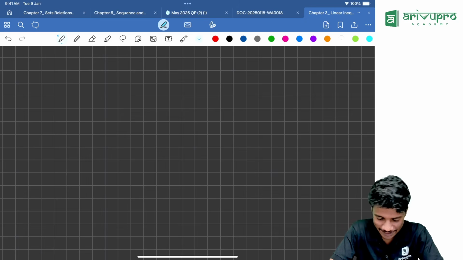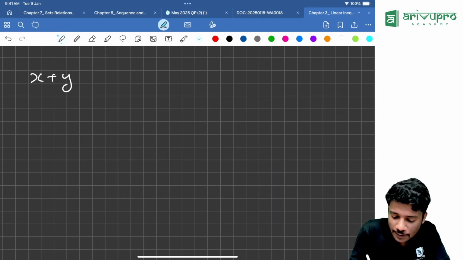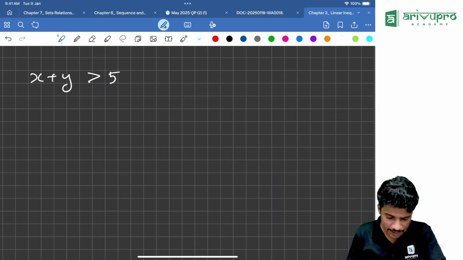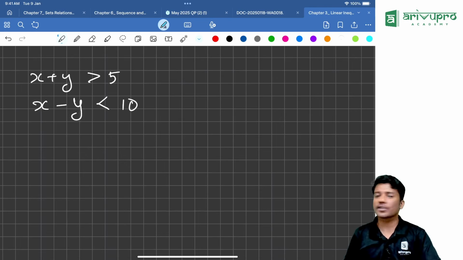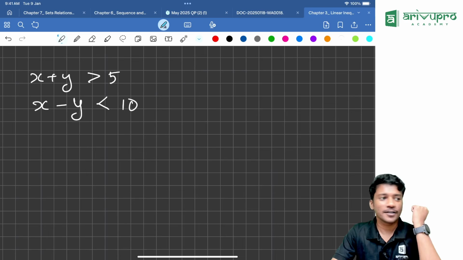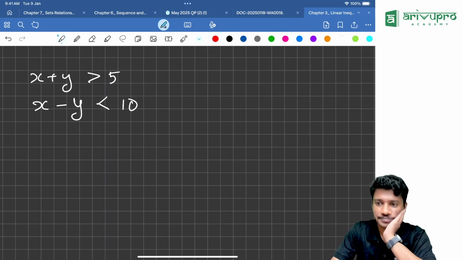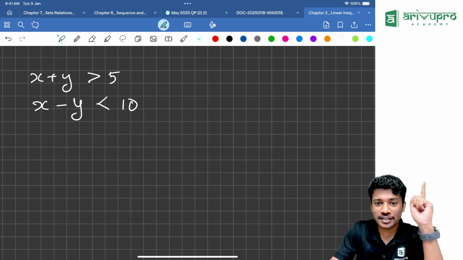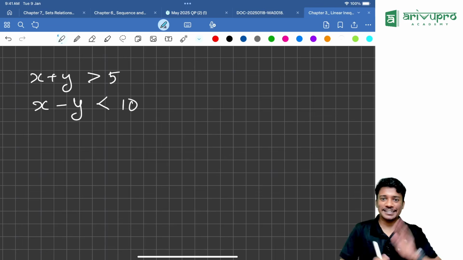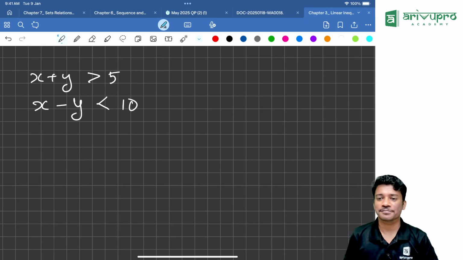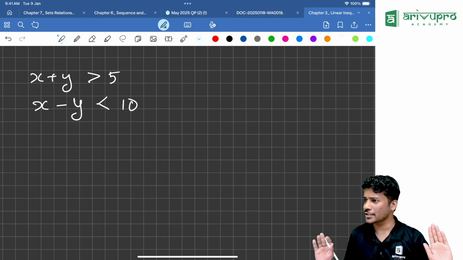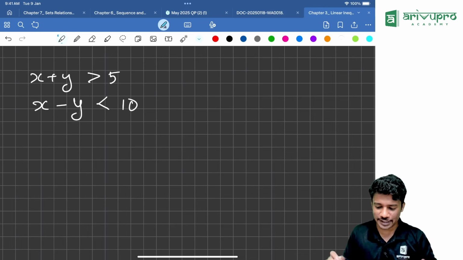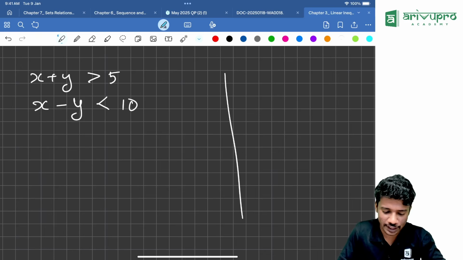Everyone, take x plus y greater than 5, then x minus y less than 10. Draw the graph. Everyone, try to draw this graph, thinking that in the future you won't draw graphs. Right away draw it, because we are not going to find points and all. We will just look at the sign. I am going to draw like this.